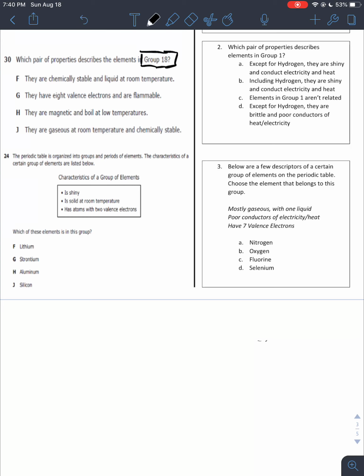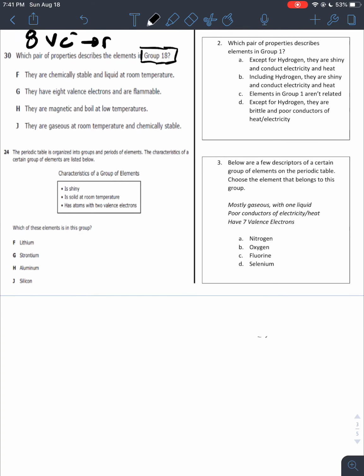Group 18. Something important to recognize about group 18 is it has 8 valence electrons. Because it has 8 valence electrons, that means it has a full valence shell. We're going to talk more about this in the next class, but full valence shell means these elements are really, really stable. And if you look at your graphic organizer, you'll notice that they are gases. They are highlighted by yellow, which means they are gases. That'll be important for this question.